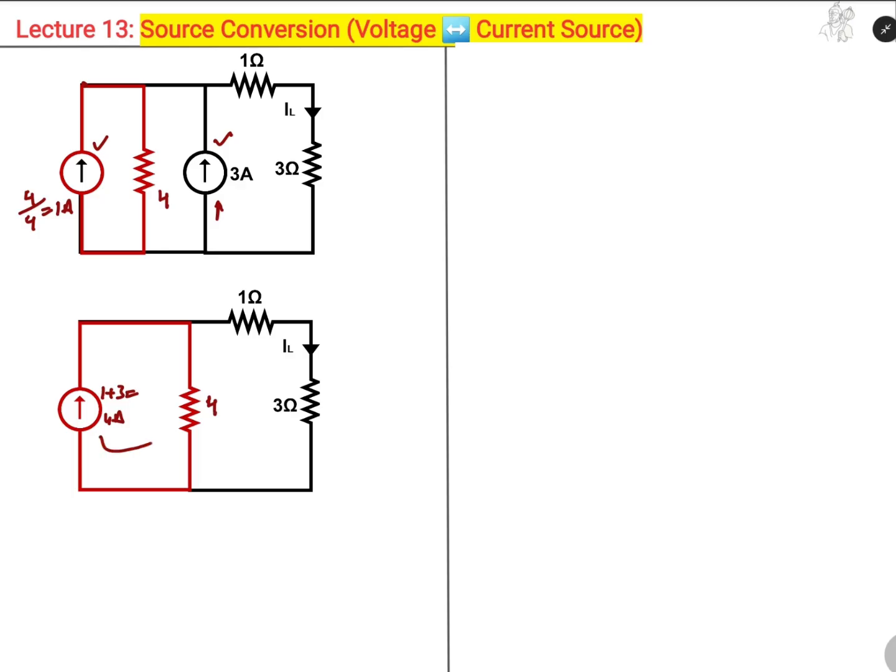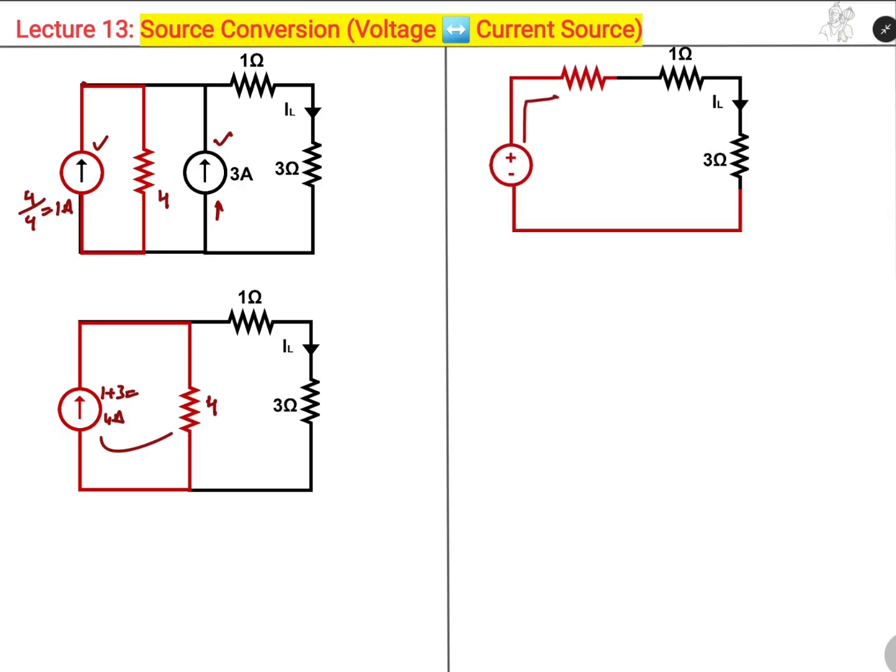Now we have a current source in parallel with the resistance. It can be converted into a voltage source in series with the resistance. So the resistance value remains the same, and the value of voltage will be simply I, that is 4 amperes, into R, that is 4 ohms, that is 16 volts.